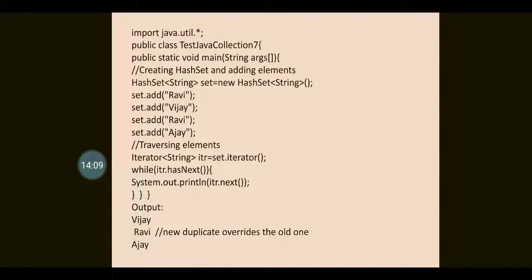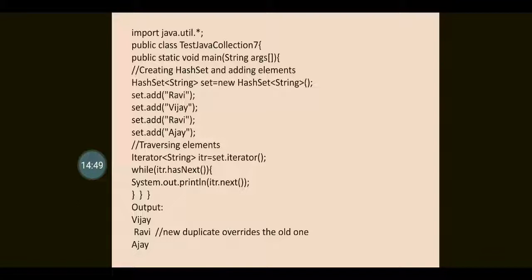Let us have an example. Import java.util.star. It also resides in util package, and then our user defined class name followed by main method, and then hash set. String is the data type and set is the object name, new hash set of. With the help of add method, we can add the element onto the set. Here Ravi, Vijay and Ajay are added onto the set. Here Ravi is added one more time. So let us see what happened, because the set does not allow the duplication.